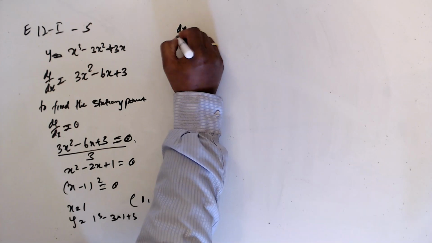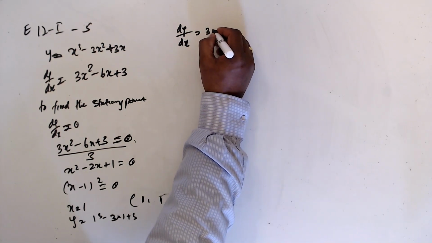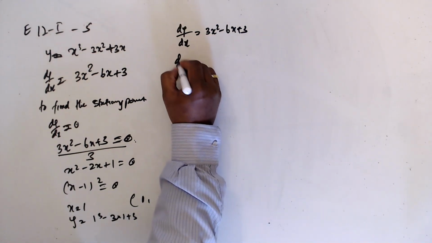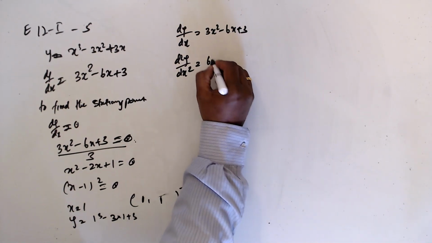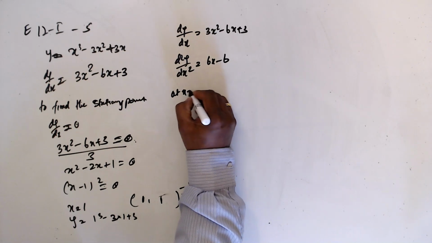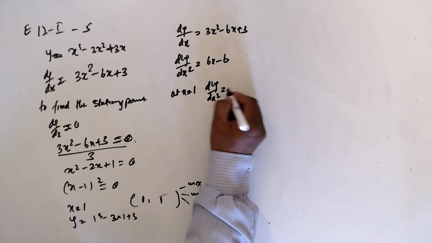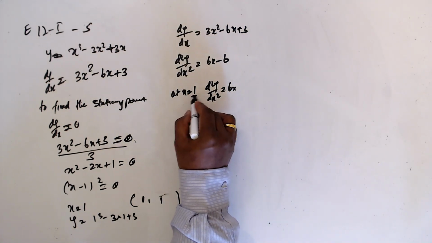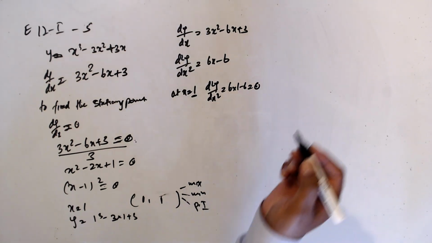So dy over dx is 3x squared minus 6x plus 3. d squared y over dx squared is 6x minus 6. At x equals 1, we need to determine the value of d squared y over dx squared at this point, which is 6 times 1 minus 6, which is 0.